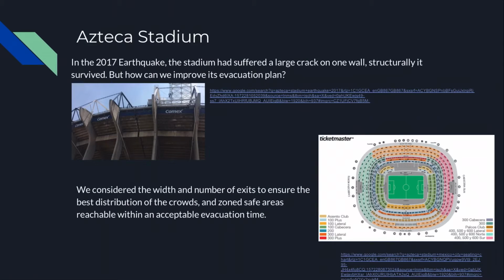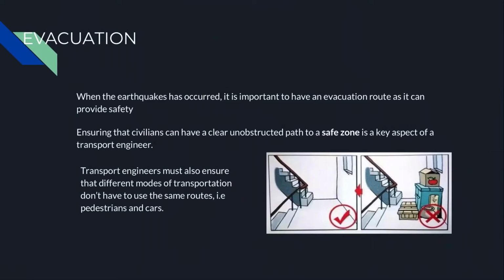Stadium. In the 2017 earthquake, the stadium suffered a large crack on one wall. But how can we improve its evacuation plan? First, we had to consider the width and number of exits to ensure the best distribution of the crowds and zone safe areas reachable within acceptable evacuation time. If earthquakes occur, it's important to have an evacuation route as it can provide safety.